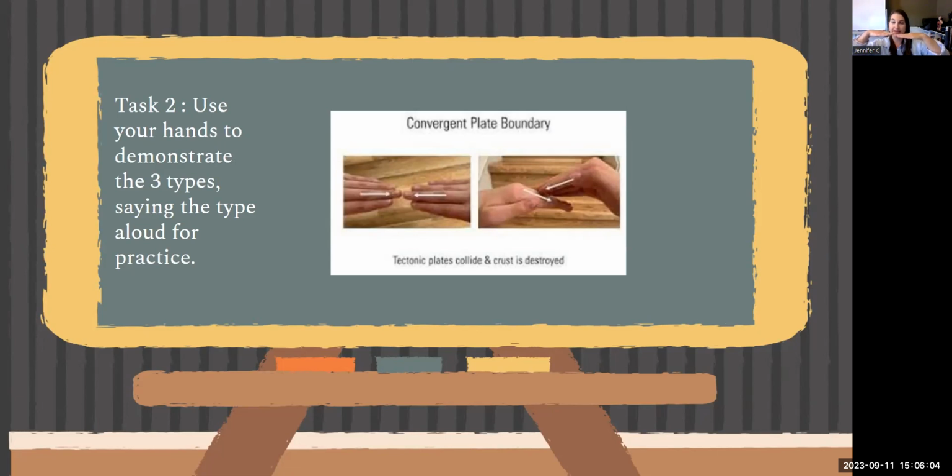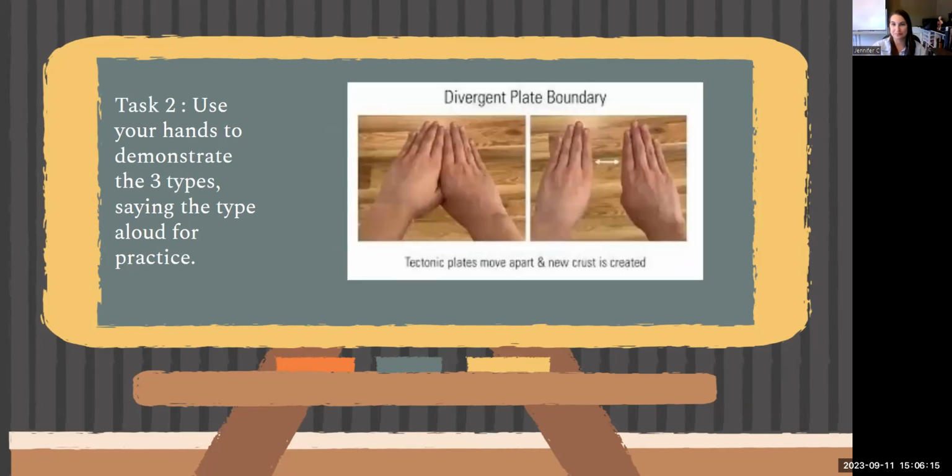So go ahead and demonstrate it yourself with your hands. You got convergent coming together. One is sliding up over the other, creating a mountain. Divergent. So the plates are together, they're coming apart, and that is how new crust is being created.